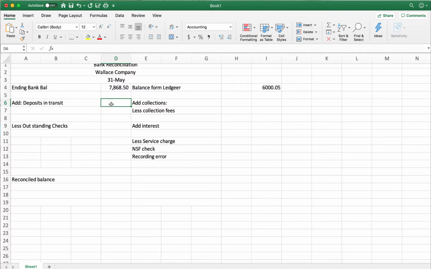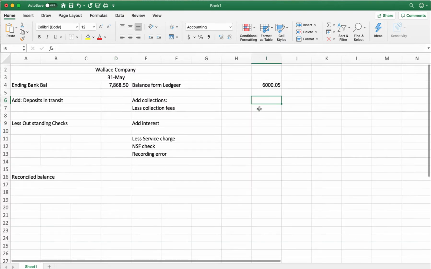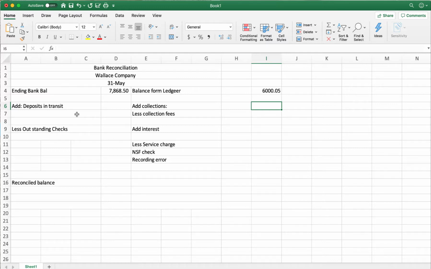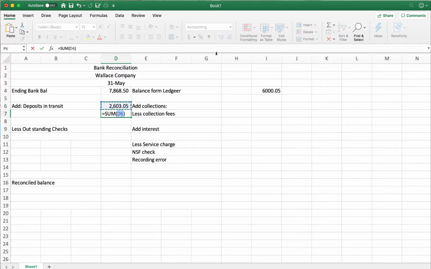So the first one says deposits in transit May 31st totaled $2,603.05. That means that we made a deposit, we recorded it on our books, sent it to the bank. In the meantime, while that deposit is on its way to the bank, the bank sends us a statement. This balance on the statement does not reflect that deposit in transit, so we need to add it to the bank balance. So I'm going to add $2,603.05. Okay? And then I'm just going to put a little subtotal here, right? So I'm going to auto sum these.